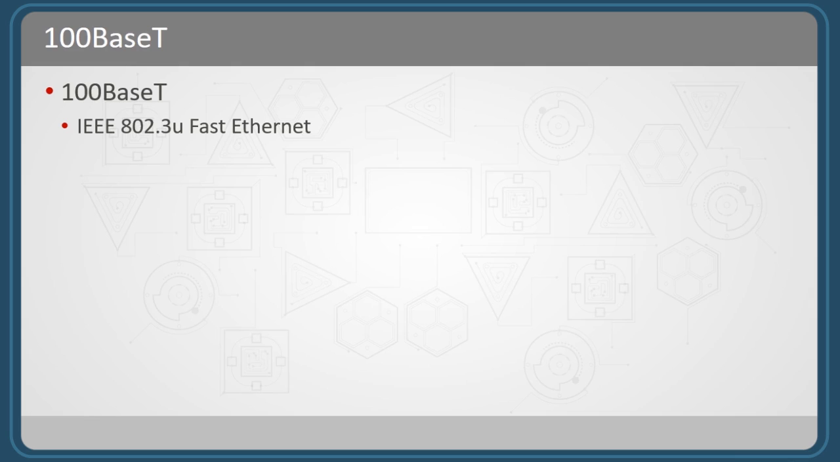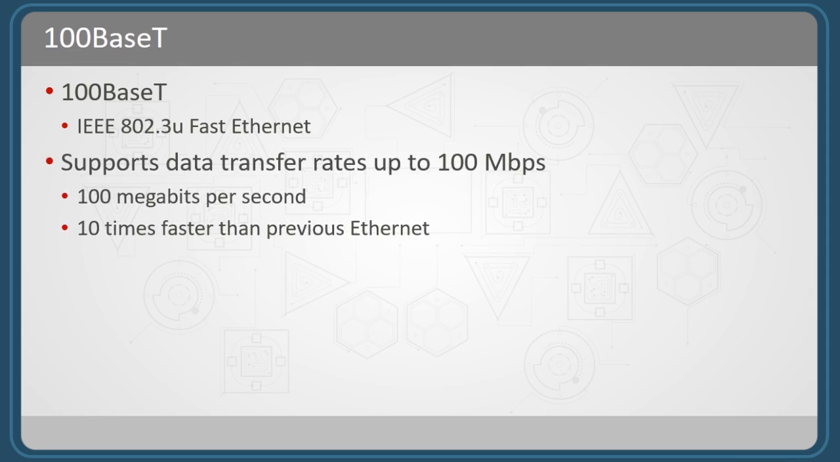So the U represents one of the refinements, this one being Fast Ethernet, and it was dubbed as such because it supported a data transfer rate of up to 100 megabits per second, which was 10 times faster than the previous implementation, which of course was at 10 megabits per second. So there we see the first component. The 100 of 100 base T refers to its speed.